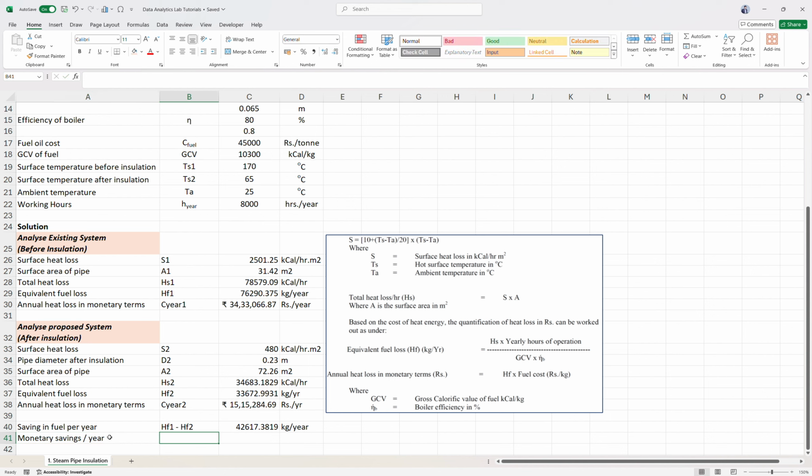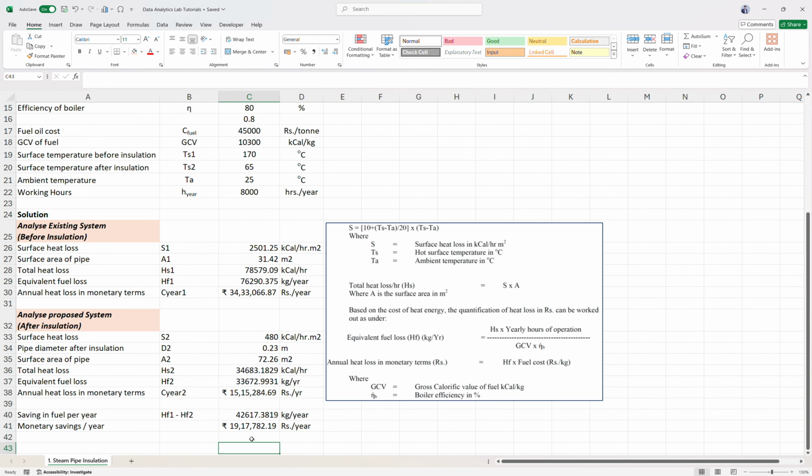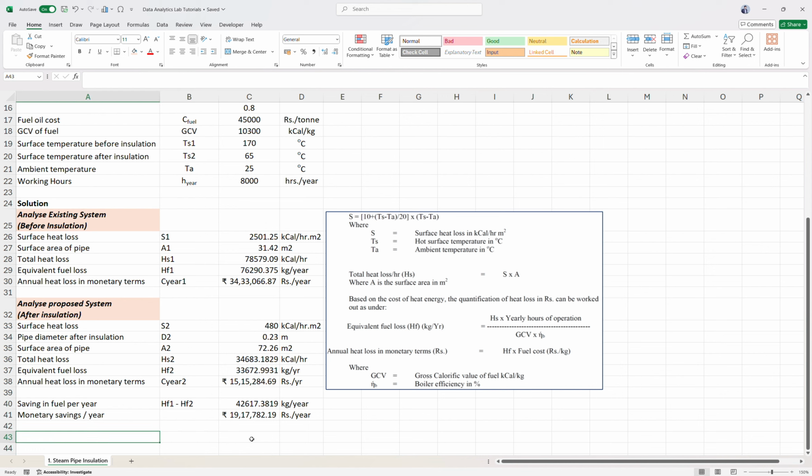So how do we calculate that? Whatever is cost in the before insulation case minus cost after insulation. So every year, due to this simple insulation, the plant is going to save 19 lakh rupees, which is a huge saving. But this saving will not come free of cost. The plant will need to install the insulation. For that purpose, plant is going to incur material cost as well as manpower cost. So we need to take that into account while calculating the payback period.